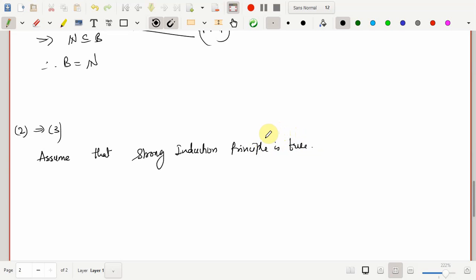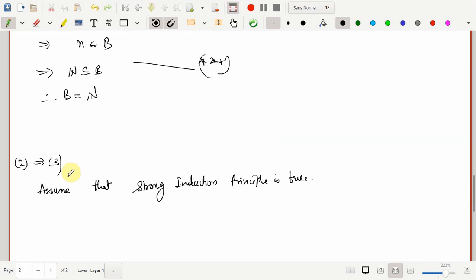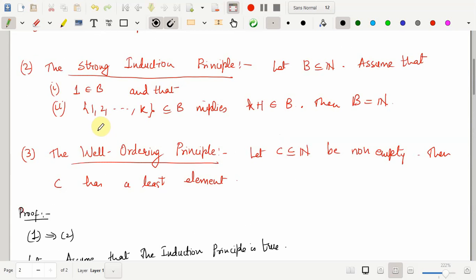Let's see what the well ordering principle is. So let C be a subset of N and it is non-empty, then this implies that C has a least element. So if I look at the negation, that is, if C is a subset of N and C does not have a least element, then the only possibility for C is that it has to be empty. So if it is non-empty, then it implies that it has a least element. So we prove it in a contrapositive way.